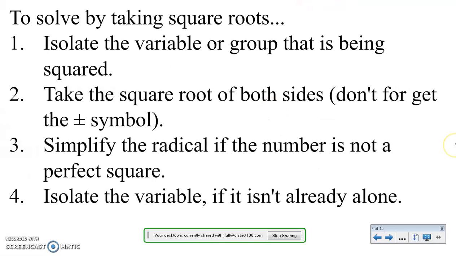Okay, so to solve by taking square roots, you're going to start by isolating the variable or group that is being squared, and then take the square root of both sides. Don't forget the plus or minus symbol. Simplify the radical if the number is not a perfect square, and then isolate the variable if it isn't already done.